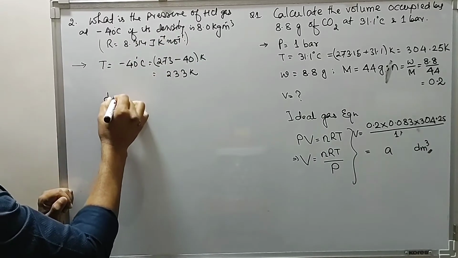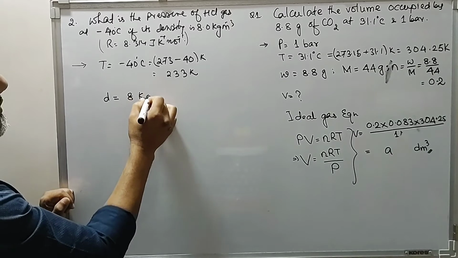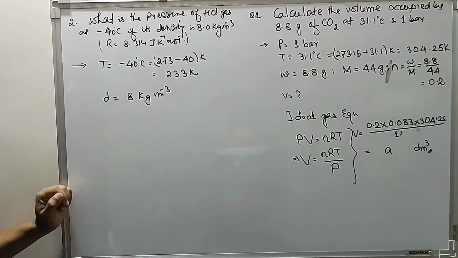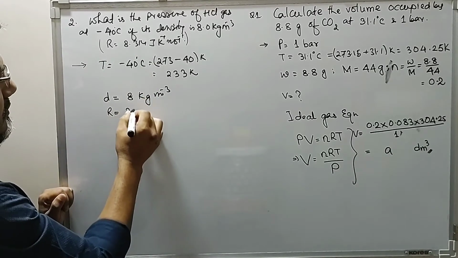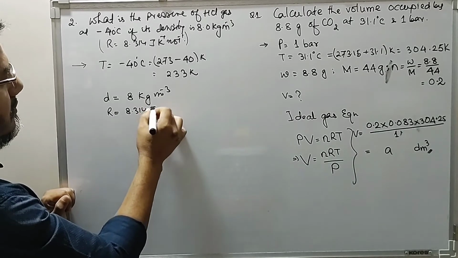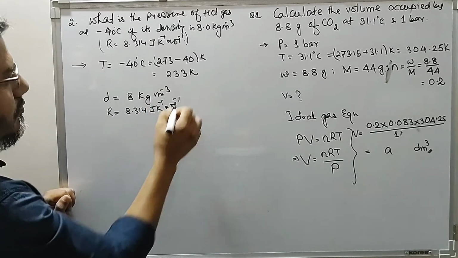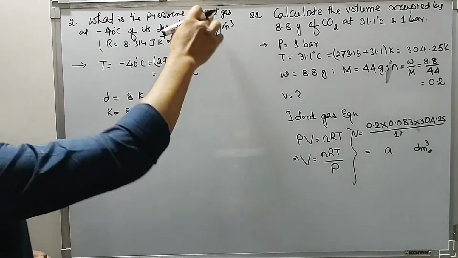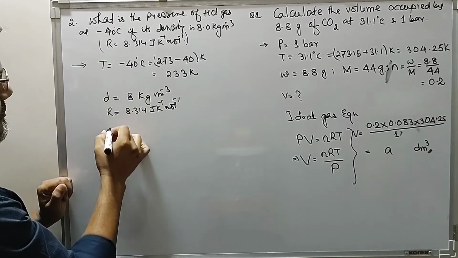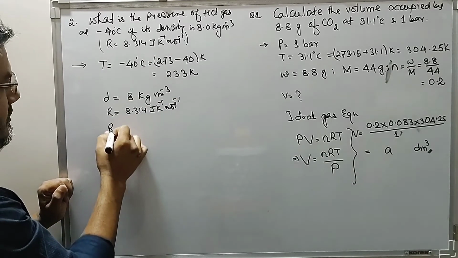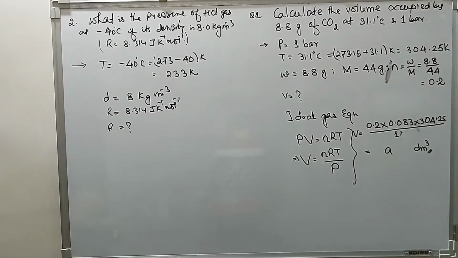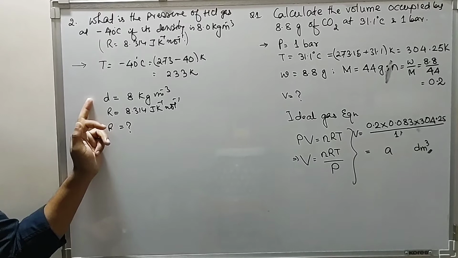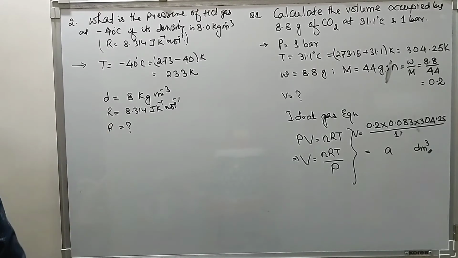Density is given as 8 kilogram per meter cube. R is given as 8.314 joule per Kelvin per mole. Now HCl is given, so the gas is HCl. The question says what is the pressure exerted by the gas. Now if you look at this, we are given the density. We have derived an equation of the ideal gas in terms of density of the gas.